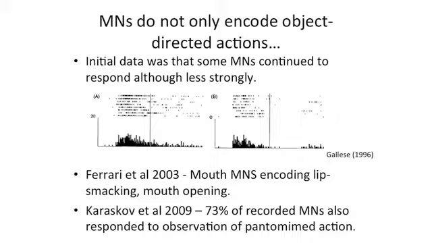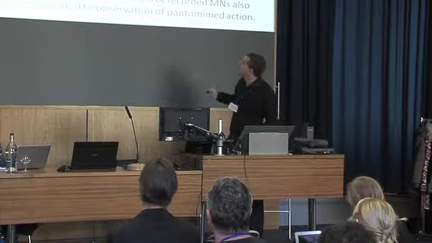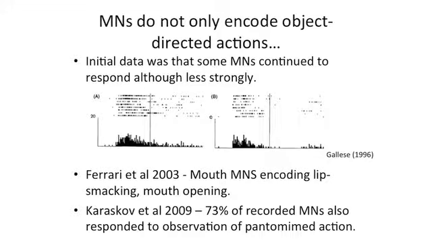Well, actually, even from Vittorio's paper in 1996, we can see that, yes, it's true. If the action is intransitive, the mirror neuron fires less. So this is intransitive, this is transitive. The neuron's firing less, but it's still firing for the intransitive action. No doubt about it. In the Ferrari study, these are the mouth mirror neurons, so lip smacking, mouth opening. Again, no object there. It's an intransitive action, but you get consistent firing. Alexander Kraskov, 2009, Vittorio already showed this paper, 73% of the mirror neurons that they recorded also responded to pantomimed actions. So this idea that mirror neurons in monkeys don't respond to intransitive actions is just not true.